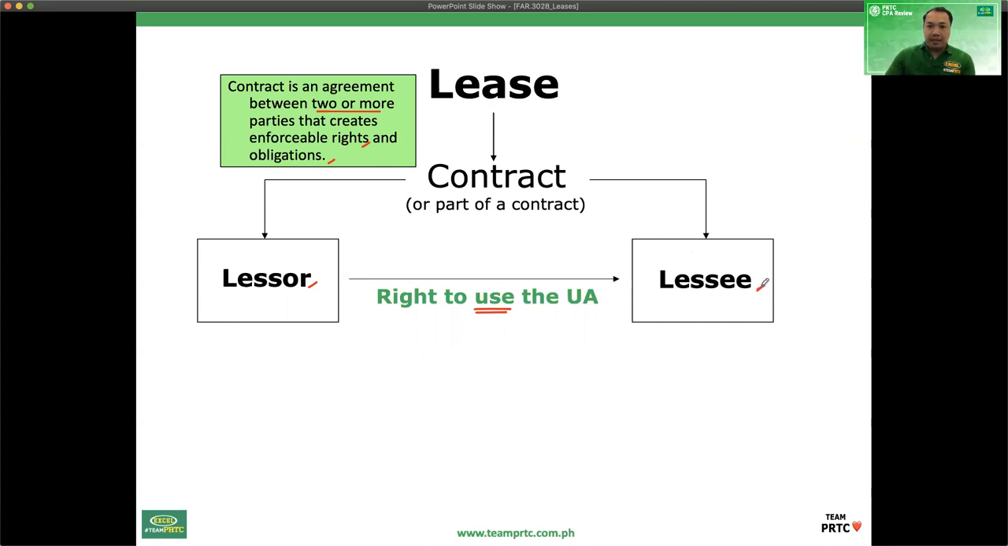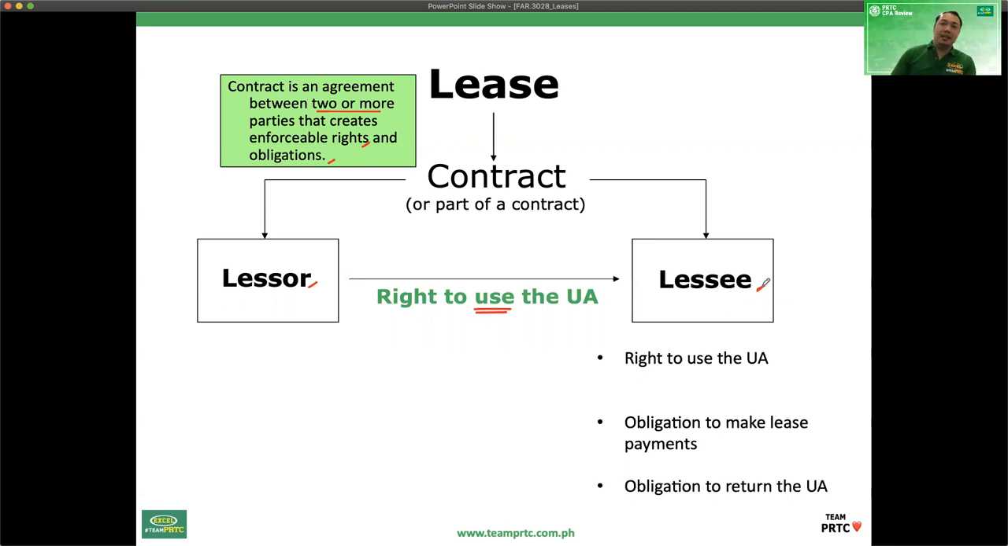On the part of the lessee, right to use the underlying asset. Of course, kapalit ng right to use na yan, obligation to make lease payments. And if ownership will not transfer to the lessee at the end of the lease term, obligation to return the underlying asset. So ito yung right, right to use the asset, ito yung obligations on the part of the lessee.